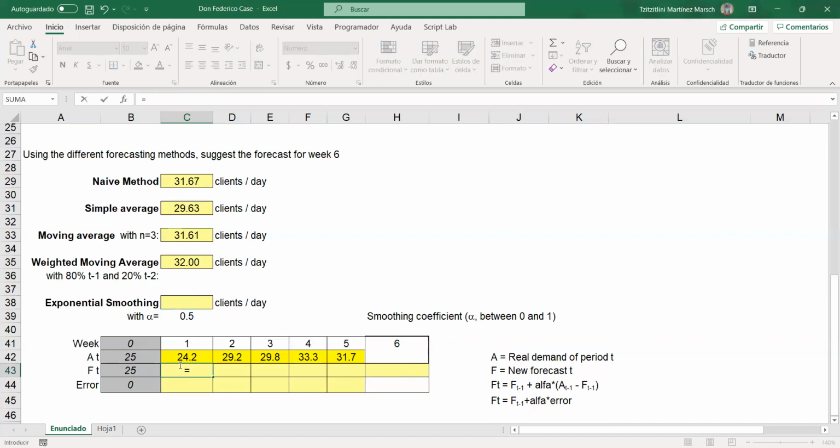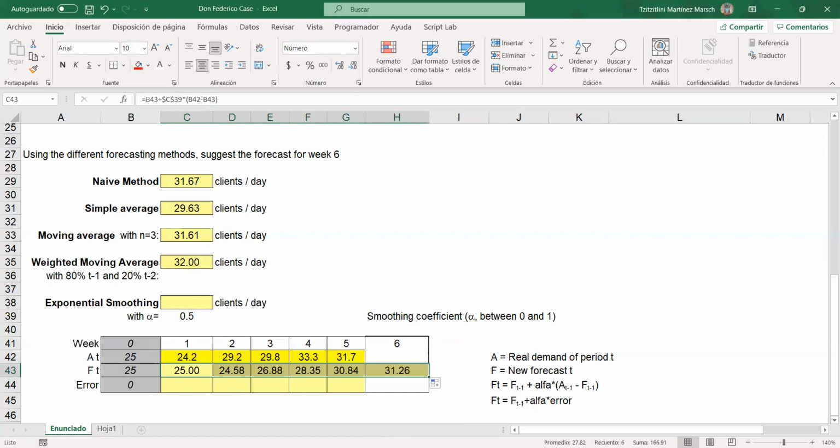So we're going to get the forecast of my previous period, which is 25, plus my alpha. I'm putting it in an absolute reference so that I can pull my formula. Times, I open parentheses, and to get my error, it's my actual minus my forecast of my previous period, close the parentheses, and I have 24. If I do the same again, my forecast right now is considering 21.26 clients, not a bad number. It's very close actually to all my other numbers.